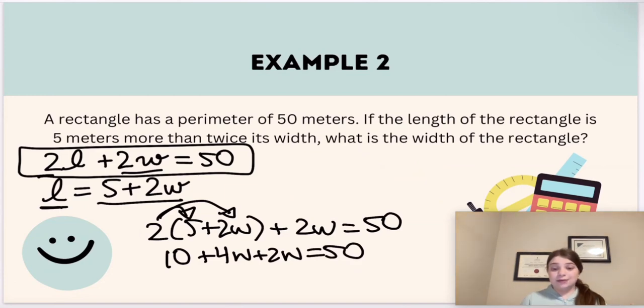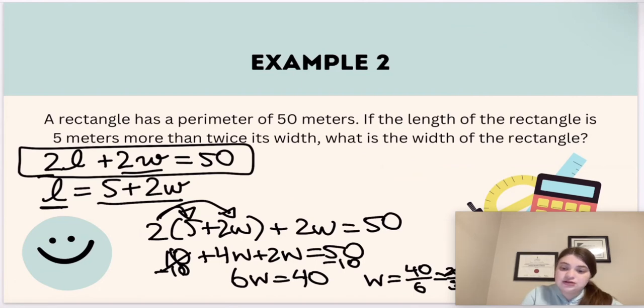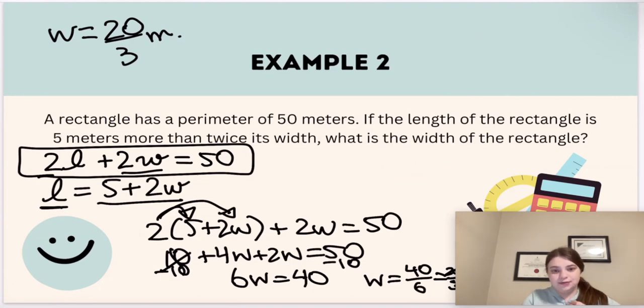If I collect like terms on my left, 4W plus 2W is 6W. If I subtract 10 off both sides, these cancel and I get 6W equals 40. Then if I divide both sides by 6, I get that W is equal to 40 over 6, which if we divide both by 2 is 20 over 3. And so the answer is that the width is equal to 20 over 3 meters. Or if we wanted to turn that into a mixed number, 6 times 3 is 18, so that leaves a remainder of 2. So this is also equal to 6 and 2/3 of a meter.